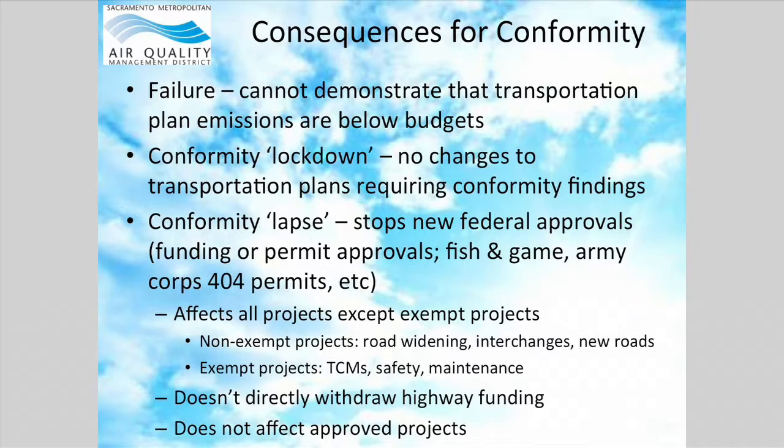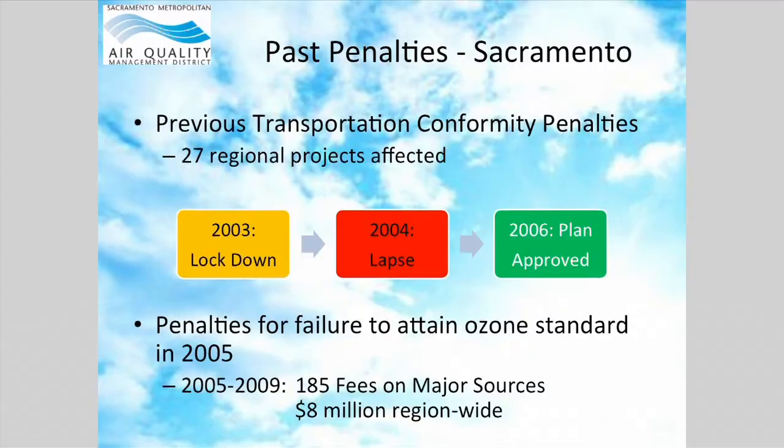On the air side, we can have significant fees. Now, because we didn't meet in 2005, we didn't meet the federal plan for ozone, we were required to collect $8 million from businesses in the region, the largest businesses. However, because the EPA had rescinded that plan, and because we argued at that time that because the 1-hour plan had been rescinded, we shouldn't have to collect these.